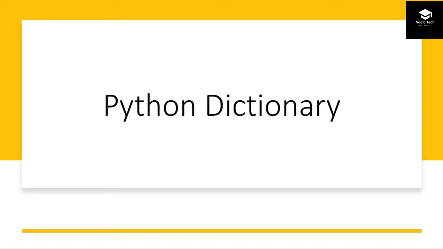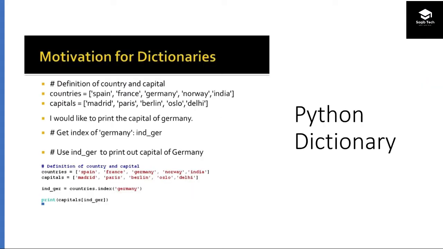So today what we are going to cover is the Python dictionary. This is one of the most important as well as very interesting data structures, and it is most widely used. First of all, why do we use dictionaries? What is the main motivation to use dictionaries when we have lists and sets? Because it's also a data structure to store values.